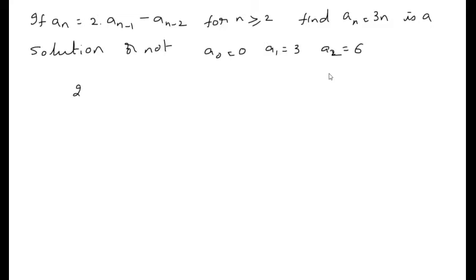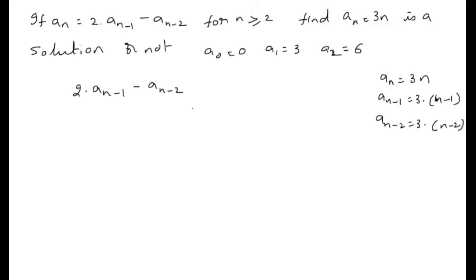The recurrence relation is 2a_{n-1} - a_{n-2}. I need to substitute 3n here. So when a_n is 3n, a_{n-1} is 3(n-1). In place of n, we just need to keep n-1. a_{n-2} is 3 into, in place of n, we need to keep n-2. So it is n-2.